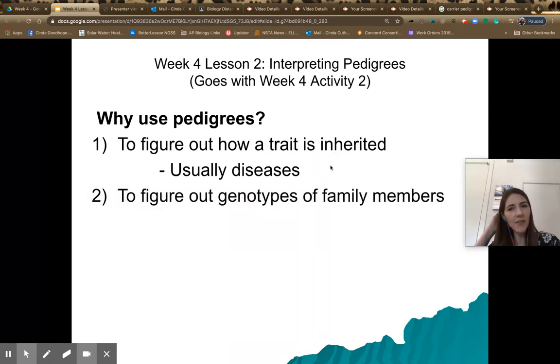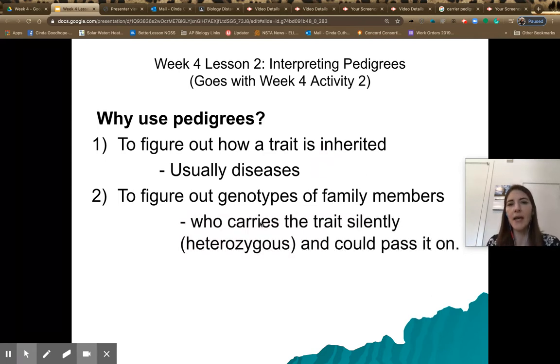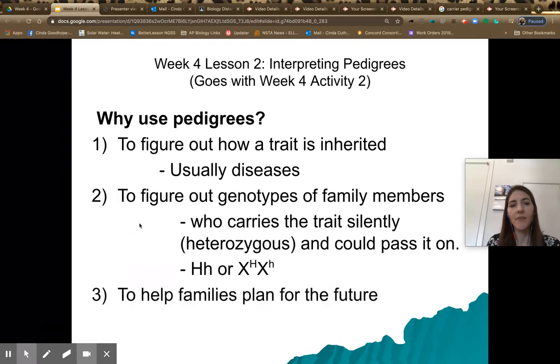It helps us figure out the genotypes of family members. In doing that, we know who carries the trait, who's heterozygous, and could pass it on. So they would be like big H, little h. They don't have the disease, but they could pass on the allele. So here's just some examples. And then finally, to help families plan for the future, to just know the likelihood of them producing children with the disease itself.